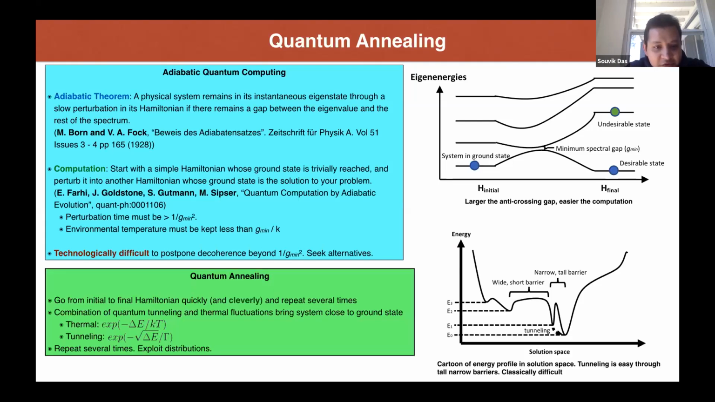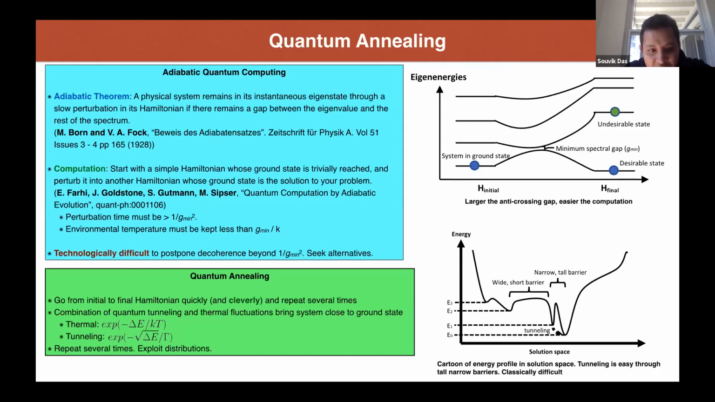So what people have done is use a slightly different paradigm, called quantum annealing. This is basically going from the initial to the final Hamiltonian quickly and cleverly. There is a certain schedule in which you morph one Hamiltonian into another and repeat several times. Then you expect that the combination of quantum tunneling and thermal fluctuations will bring the system to the ground state. The advantage is if you're very close to the ground state, but in a local minimum separated from it by a large potential barrier.